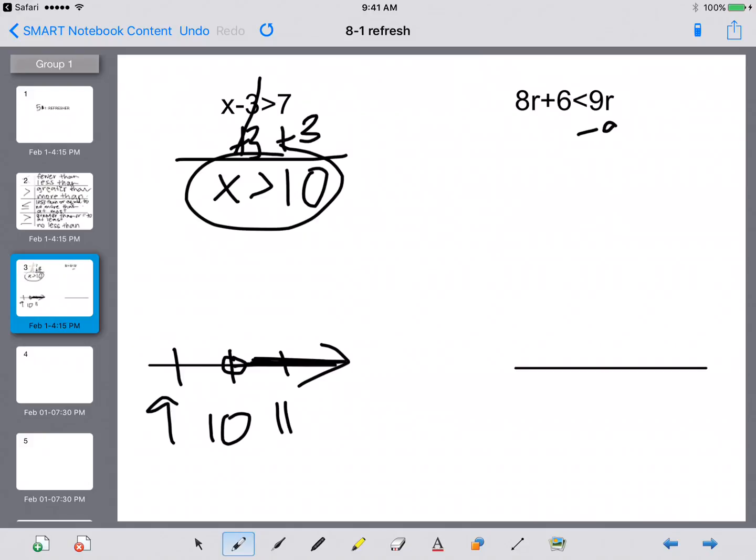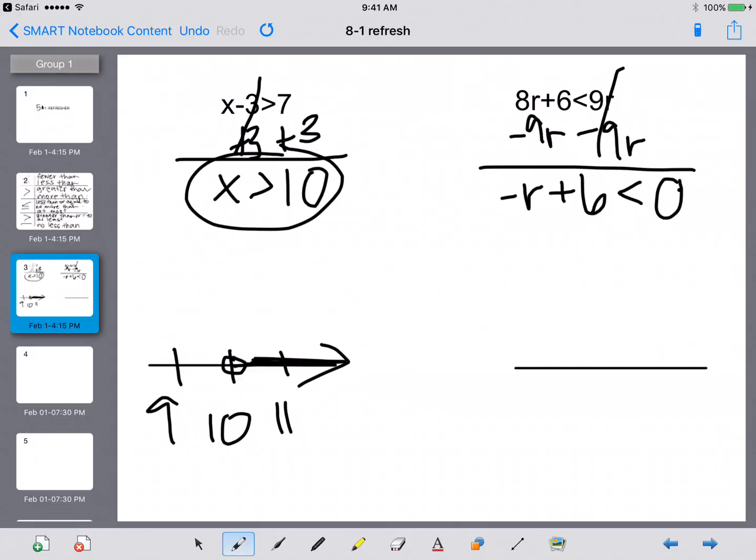I want to move the 9r out of there. So it needs to go bye-bye on the right side. What you do to one side, you do to the other. 8r minus 9r gets us a negative 1r, or you can just write that as negative r. Our plus 6 will come down. Our less than will stay. And this turned to 0.